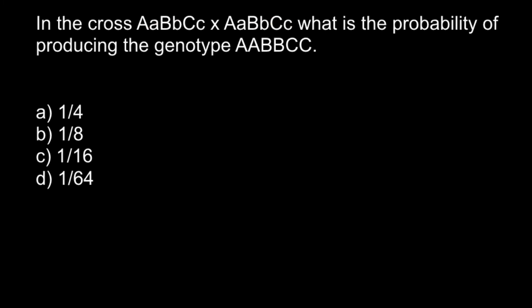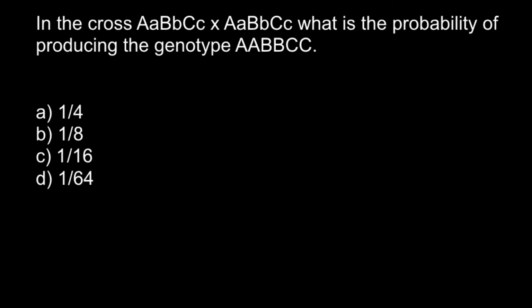In the cross of these two genotypes, what is the probability of producing a genotype that is going to be homozygous dominant for all three genes? Just looking at this problem I can instantly tell the answer, and I want to teach you to also be able to tell instantly and solve such problems very fast. But I'm going to explain to you step by step what we are going to do.